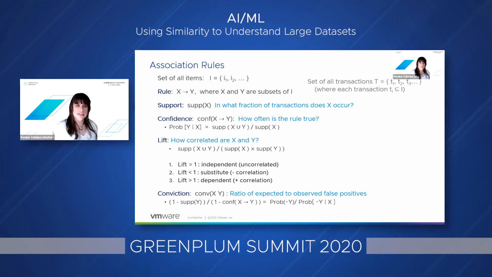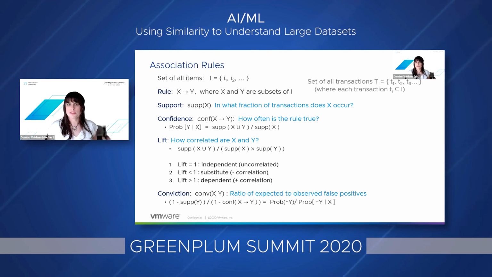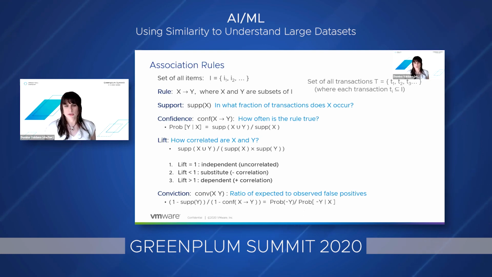You also have support of X, which is the fraction of the transactions in which X occurs. And then the confidence is basically how often the rule is true. The lift tells you how correlated X and Y are. Unlike the confidence and the conviction, that's a symmetric relationship. If they're totally independent variables, then the lift will be 1. If it's less than 1, that means they're substitute goods. Like if you bought something for Android, let's say, then you probably don't want something for iPhone, because those are negatively correlated. And if the lift is greater than 1, that's when it's a dependent relationship one way or the other. So that's when you would actually want to pick an association rule.